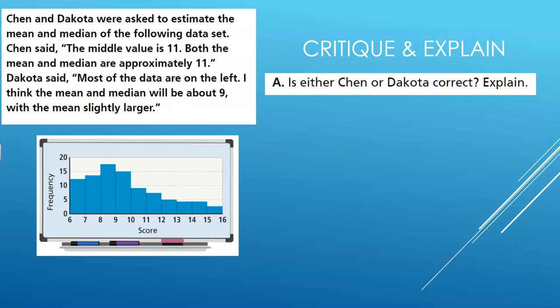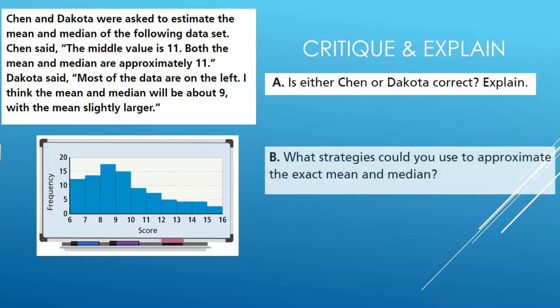And Dakota said most of the data are on the left. I think the mean and median will be about 9. So I think it's supposed to say, I think the median will be about 9 with the mean slightly larger. That's what that was meant to say. So is either Chen or Dakota correct? By the end of today's lesson, you'll be able to answer that question.